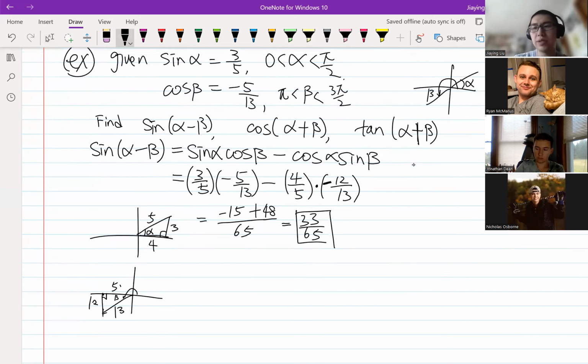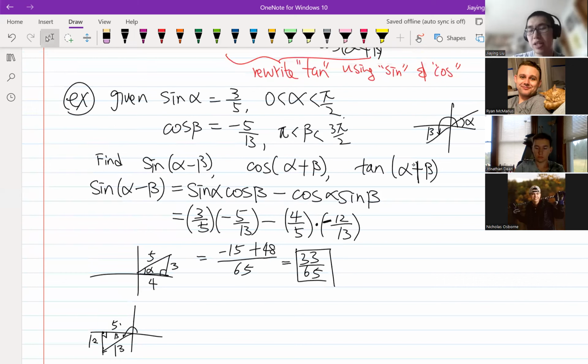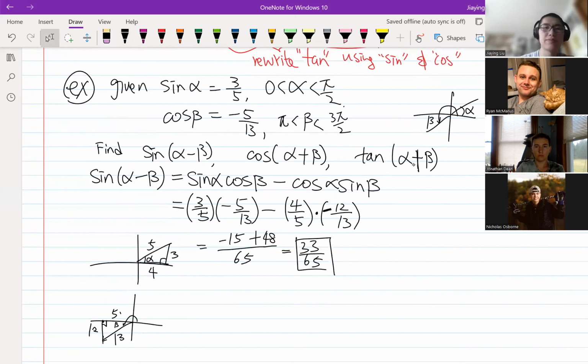Any questions on this one? This one is a little bit more challenging than the previous example, because in that problem we knew sine and cosine of each of the angles. But in this one, we only know sine of alpha. We have to find cosine alpha, and we also have to find sine beta. And we have to be careful with where the angle is.